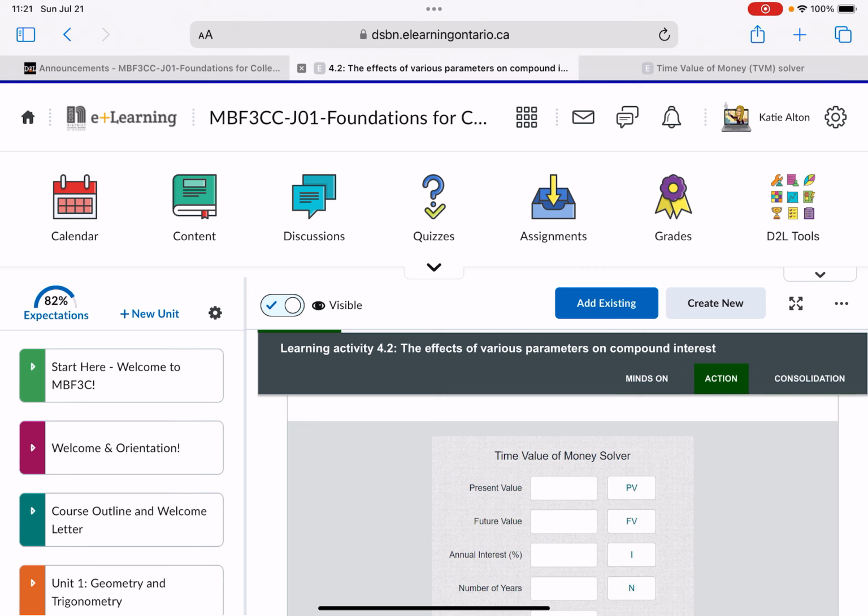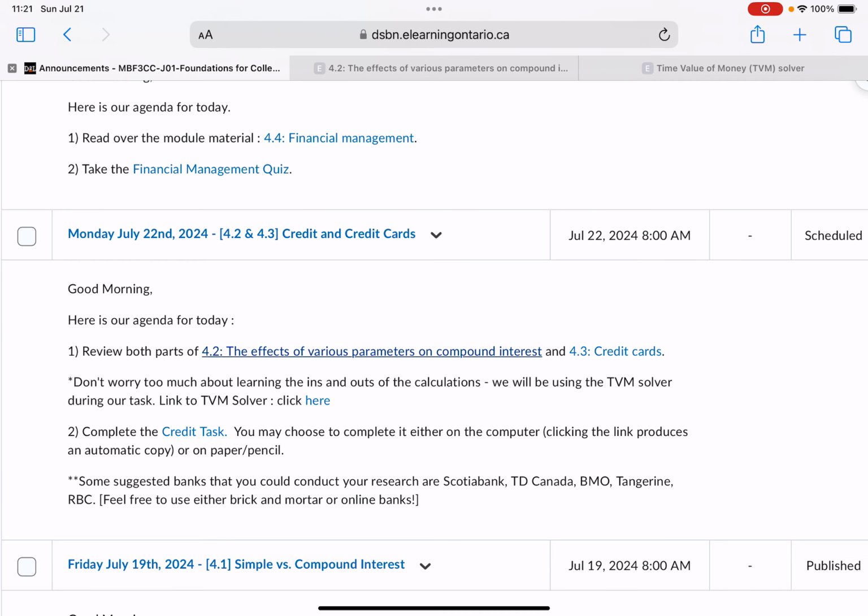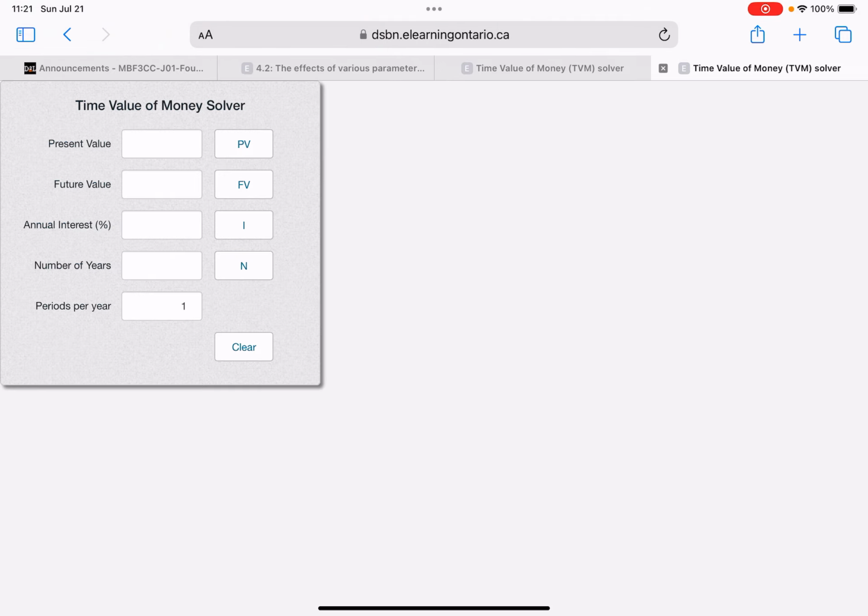Alternatively, from our announcement, I also linked it here, just where it says, don't worry too much about the calculations. We'll be using the TVM solver during our class. If you click the click here section, you should be able to pull up your TVM solver.